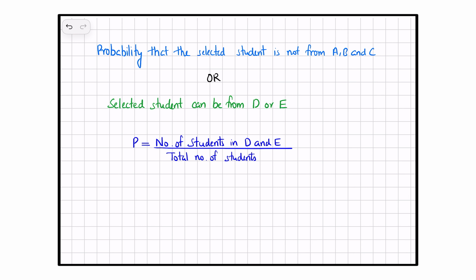So the probability will be the number of students in house D and house E divided by the total number of students, and that will be, in house D we have 2 students plus in house E we will have 4 students. It is basic arithmetic, you can calculate from the question. And in the entire class we have 23 students, nothing but 6 by 23. So the answer is option B, 6 by 23.